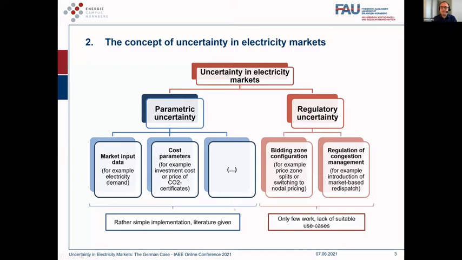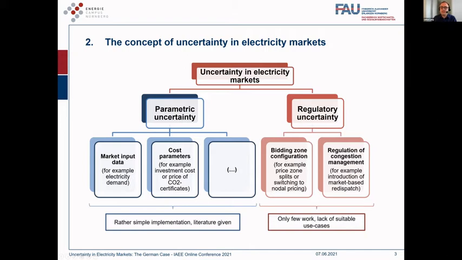The more exciting part is regulatory uncertainty. With regulatory uncertainty, there is uncertainty about, for example, the bidding zone configuration, which is the building of the price zones in Europe. For example, you could think of uncertainty about a potential price zone split in the future, or even a switch to nodal pricing. This could also be an interesting aspect. This regulatory uncertainty with the bidding zone configuration is the kind of uncertainty that the main part of my presentation is about.